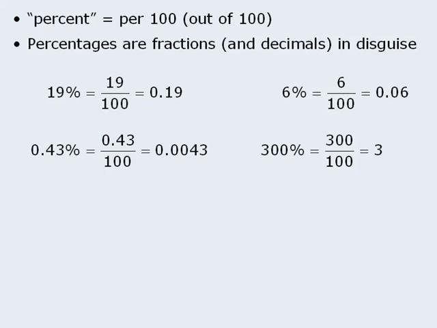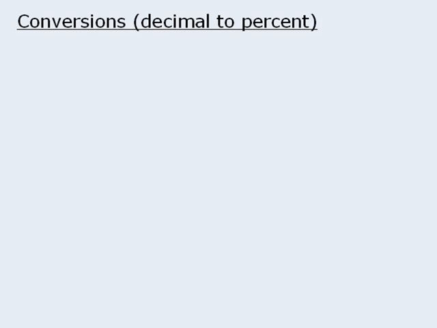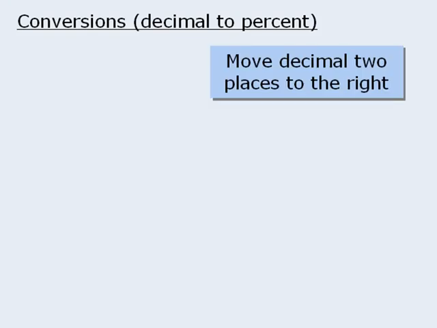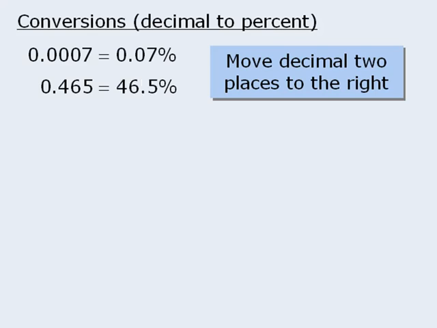Now, as you might imagine, it's important to be able to make conversions from percent to fraction to decimal. So let's spend some time doing this. As you can see, conversions between percent and decimal are pretty straightforward, so let's tackle this first. Now, when it comes to converting a decimal to a percent, the rule is to move the decimal point 2 spaces to the right. So to convert the decimal 0.0007 to a percent, we move the decimal 2 spaces to the right to get 0.07%. Applying the same rule, the decimal 0.465 converts to 46.5%.